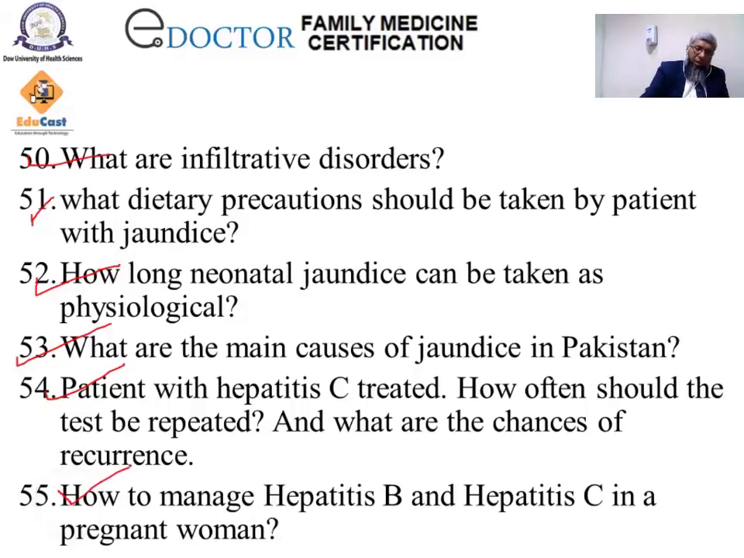Question number 55. How to manage hepatitis B and C in pregnant women? As I mentioned previously as well, for pregnant women to prevent transmission of hepatitis B, in the third trimester, you start them on NUCs, nucleotide analogs, like tenofovir, 300 milligram once a day, to prevent transmission. And once the baby is delivered, on one hand inject hepatitis B immunoglobulin, on the other hand inject hepatitis B vaccination. That's how you can prevent transmission of hepatitis B from mother to the neonate.